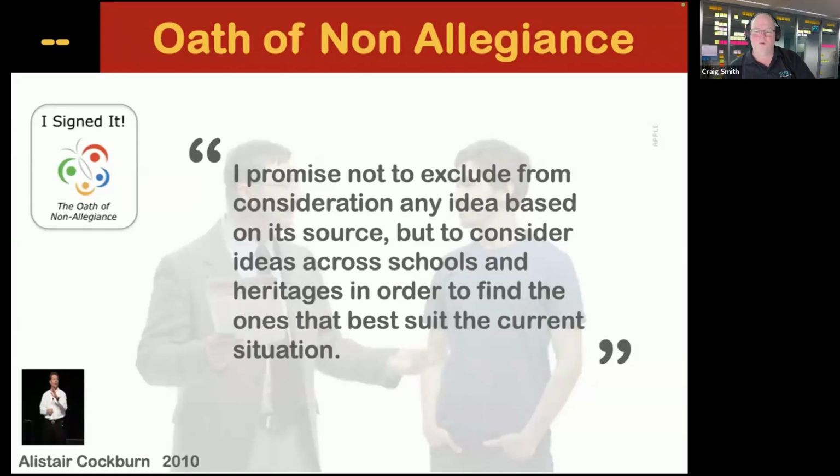And so I'm asking you all, having sat through this and listened to this, and what you might go and look at next is: don't exclude from consideration any idea based on its source, but consider ideas across schools and heritages in order to find the ones that best suit the current situation. In other words, there's 39 other things out there.